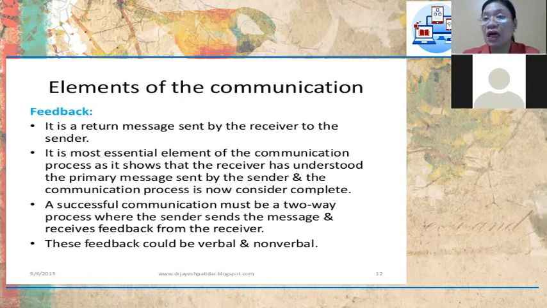so that there will be what we call a communication process, because communication is a two-way process. It is a give and take relationship between the sender and the receiver, so there should be feedback. A successful communication must be a two-way process where the sender sends the message and the receiver sends feedback. This feedback could be verbal and nonverbal.